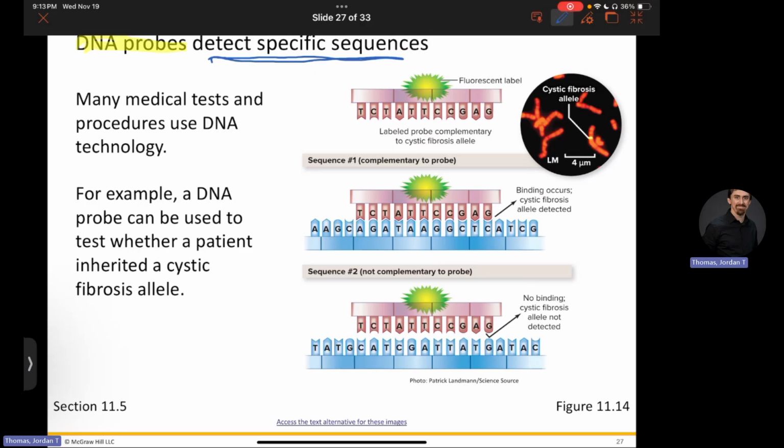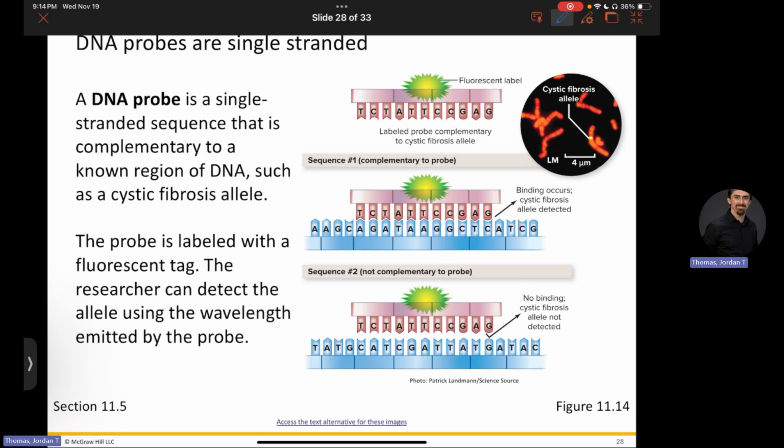So a DNA probe is a marker for DNA that's used to see if a sequence is present in the DNA sample. In this case, we're taking this probe right here, and we want to see if that DNA sequence is in the DNA of the individual. If it binds to that DNA, we know that DNA sequence is in the individual. But if it doesn't bind, we know that that DNA sequence is not present. So a probe detects a specific DNA sequence.